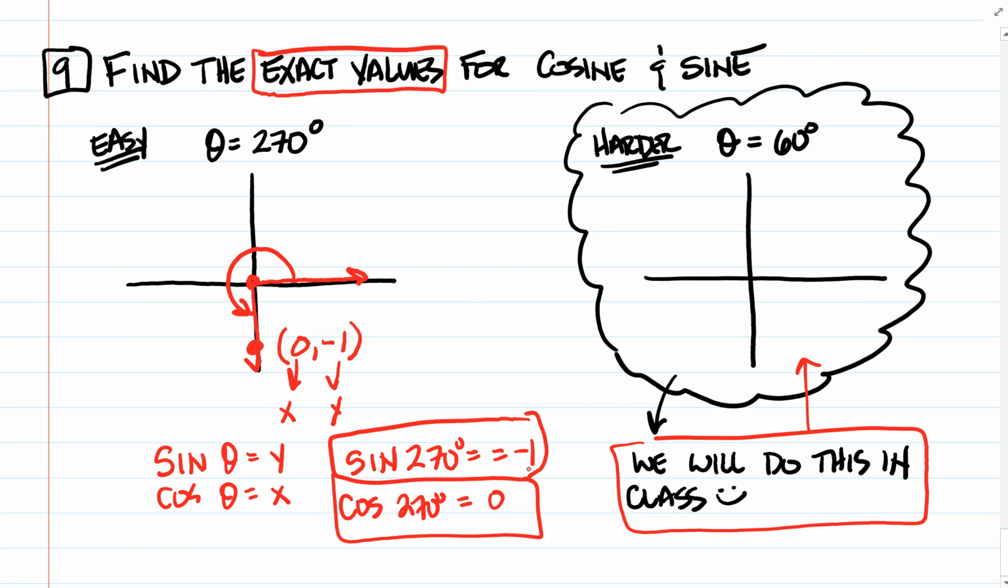So this is where we're going to learn how to do exact values around the entire unit circle, but I wanted to start with an easy one. We'll do the harder one in class tomorrow.